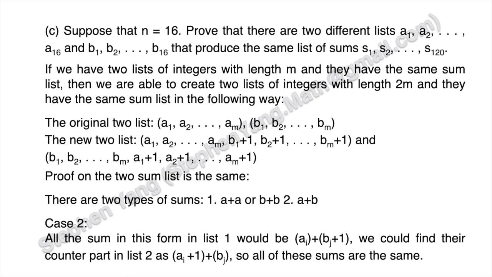So in case 2, all of the sums in this form in list 1 would be ai plus bj plus 1. And we could find the counterpart in list 2 as ai plus 1 plus bj. So all of these sums are the same.